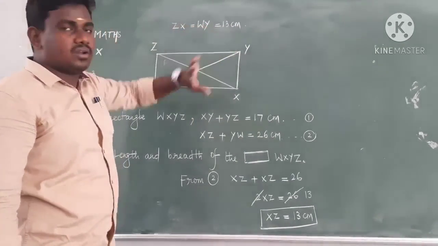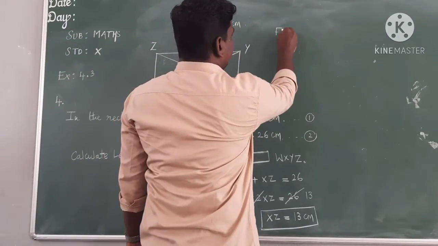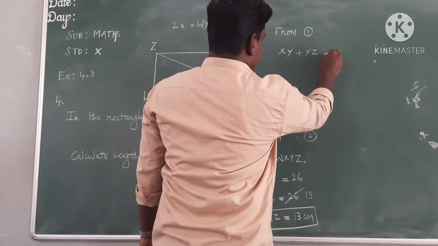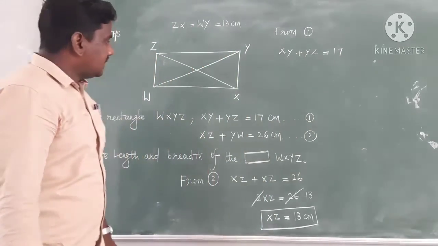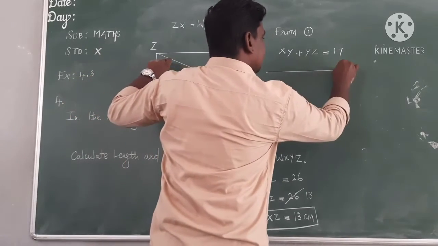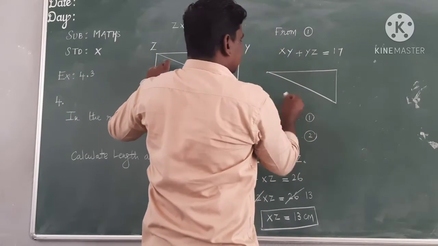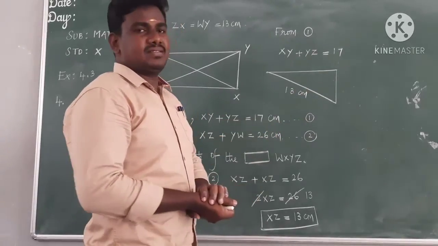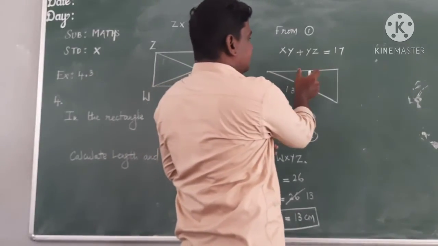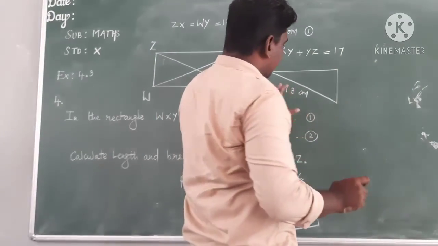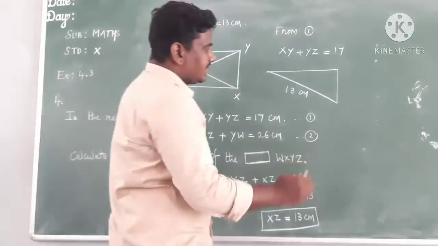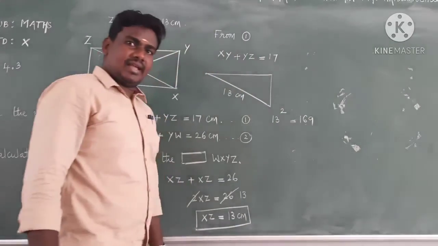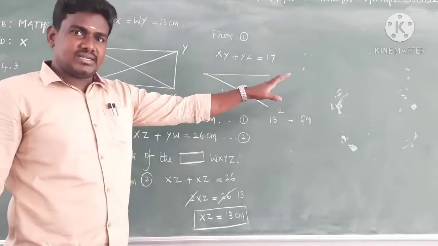And sum of the length and the breadth are given, that is equal to 17 cm from 1. XY plus YZ is equal to 17. Okay. Actually, if you take this right triangle, this is 13. This is 13. Okay. By using Pythagoras theorem, so we can find the length and the breadth of this right triangle because it must be satisfied the Pythagoras theorem. The Pythagoras theorem says the hypotenuse square is equal to 169. It is equal to sum of squares of other two sides.